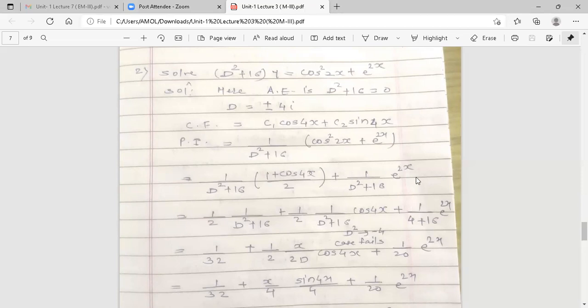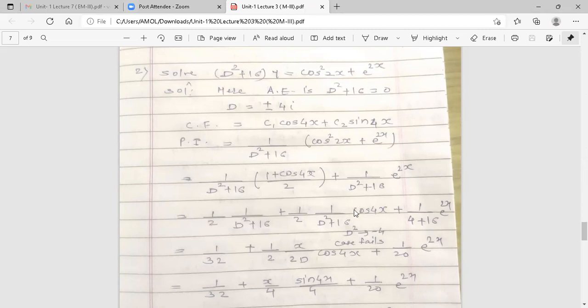When there is exponential function, we replace d by the coefficient. The coefficient is here 2, so replace d by 2. 2 square 4 plus 16 into e raised to 2x. And so this 1 by 2 as it is. Here it is a constant term. When there is a constant term, constant term is 1 here, then in that case, we replace d by 0. If we replace this d by 0, it is 1 upon 16. 16 twos are 32. So 1 upon 32 plus this 1 by 2 as it is.